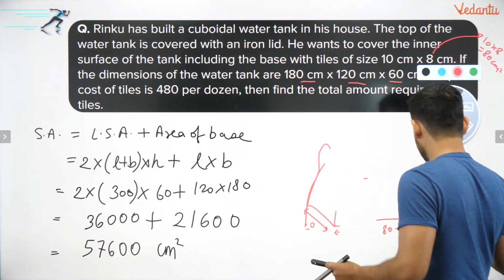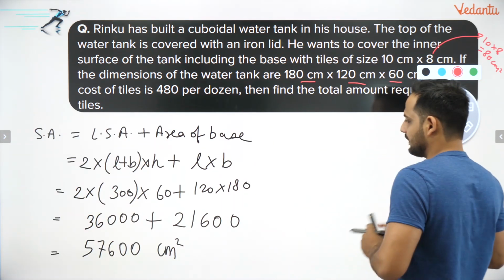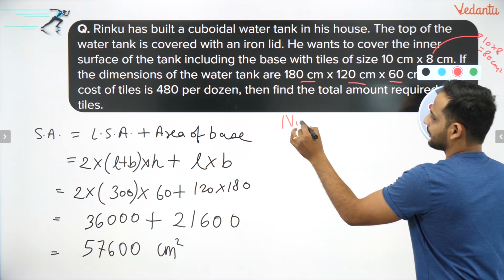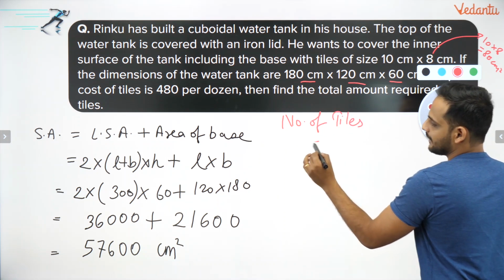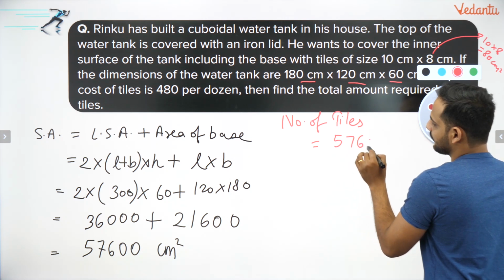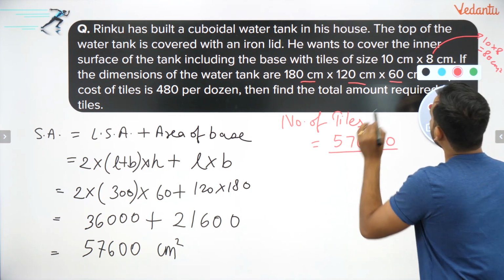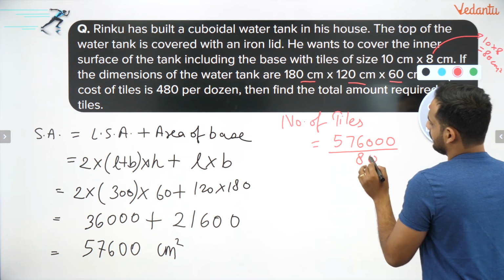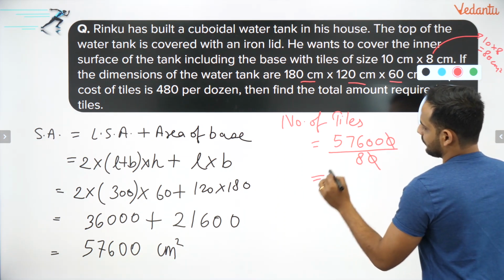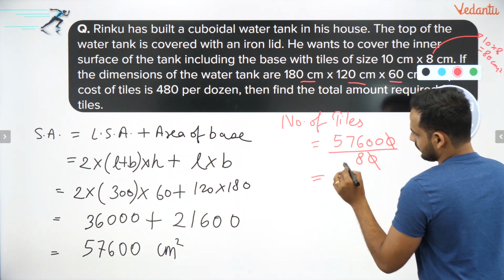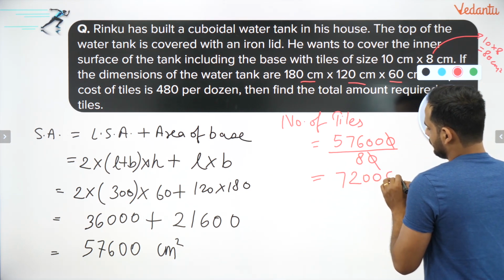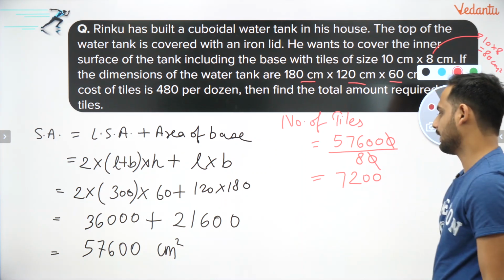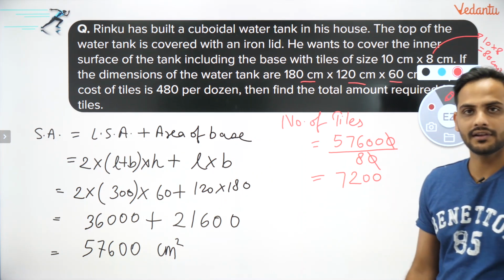So I can say, bacho, that the number of tiles required will be equal to the area which has to be covered with tiles divided by the area of one tile, right? So this cancels with this. You can say 7,200 tiles are required.